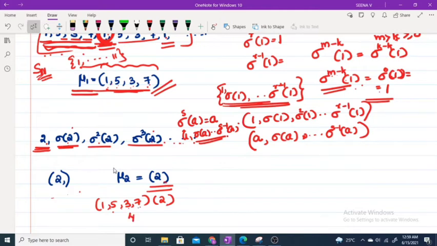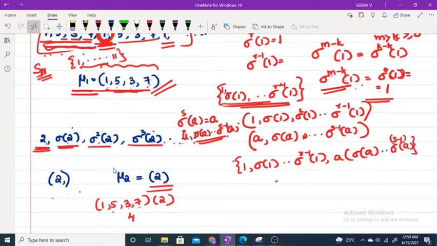Okay, so here we are checking if this set 1, sigma 1, etc., sigma raised to r minus 1 of 1, together with A, sigma A, etc., sigma raised to s minus 1 of A, equals our set 1 to n, then we are over. Otherwise choose some B not in these two sets. Okay, such that B is in the set but not in these two sets.